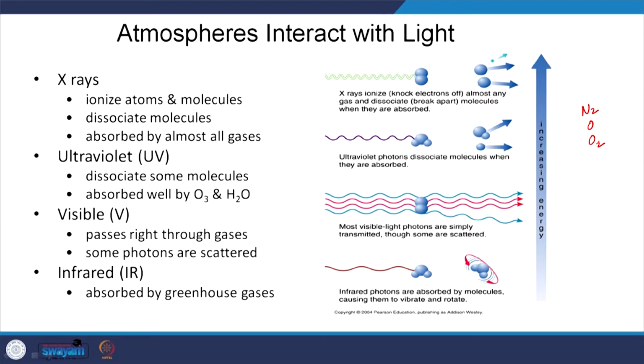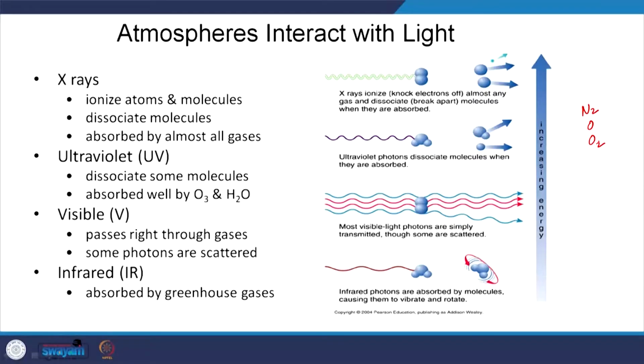Visible radiation is not that energetic, so it passes right through the gases. Not any gas will absorb this visible radiation, and some photons may get scattered in the process. Infrared radiation is the least energetic of the entire electromagnetic spectrum. Infrared radiation is absorbed by the greenhouse gases, and this is a more involved process anyway.